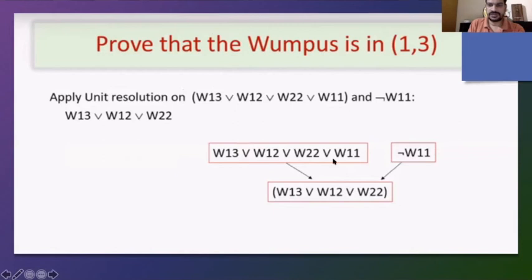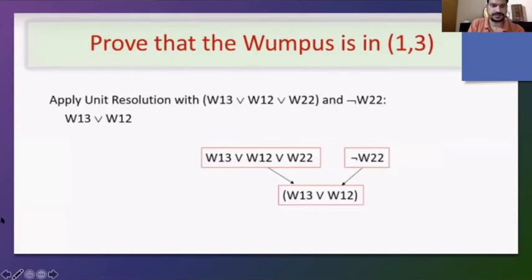So here if you see, when we do that, this W11 and the negation of W11 will be cancelled out with the unit resolution. So this is how you'll get it. These two will be cancelled out, and the rest of the thing you'll get here. Now this is what you are getting. Now let's go to the next one.